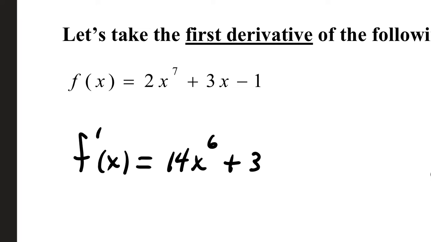Our first example, we have 2x to the 7th plus 3x minus 1. Taking it one term at a time, 2 times 7 is 14. X to the 7 minus 1, that's 6. Move to your second term. 3 times an unwritten 1 is 3. 1 minus 1 is 0, so there's no more x. Negative 1 is a constant, so its derivative is 0. The first derivative gives you the rate of change of the original function at any value of x.